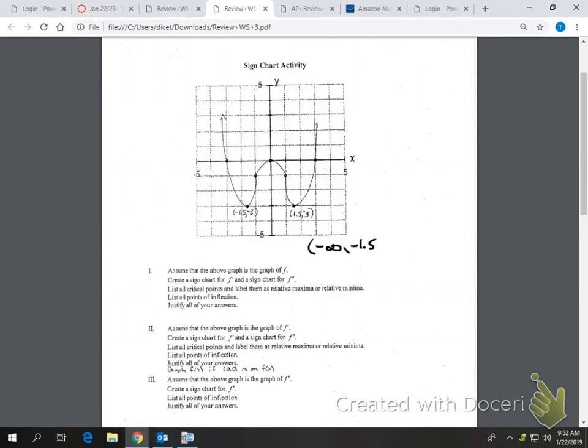And then from negative 1.5 to, what was the next 0? Negative 1, because he said that's a point of inflection. From negative 1 to 0. From 0 to 1. And from 1 to 1.5, that's why I didn't write. And then from 1.5 to infinity. Okay? Let's just talk about it.